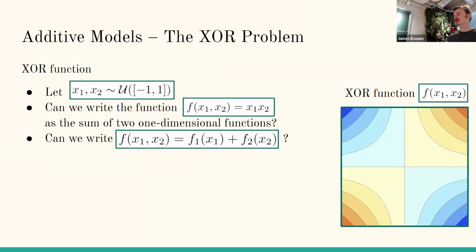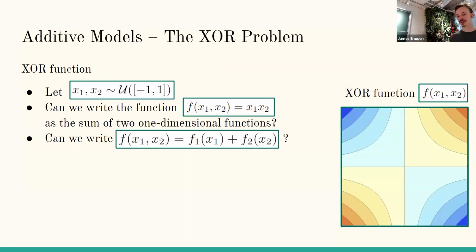It won't be good enough. Well, it's because of the XOR function. So let's just have our two variables, x1 and x2, uniformly distributed on the square. And let's take the continuous version of the XOR function, which is just x1 times x2. Are we able to write this function x1 times x2 as the sum of a one-dimensional function on the first variable plus a one-dimensional function on the second variable?